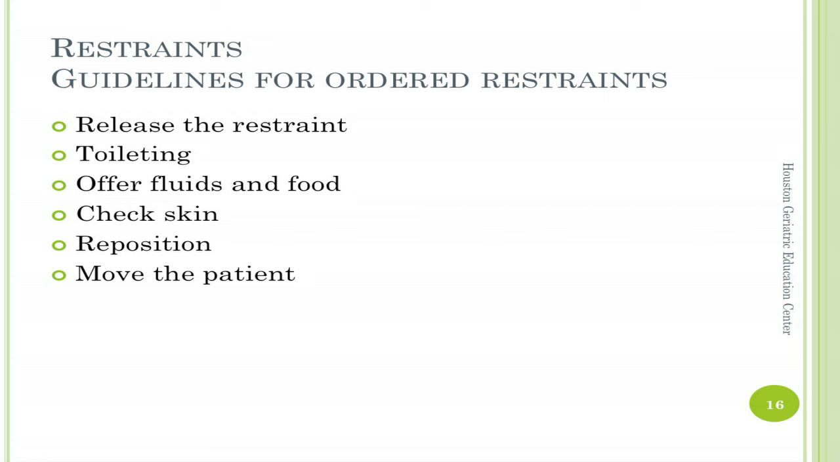Offer fluids and food. Check the skin for signs of irritation and report the following: either change in color or red, purple, bluish, or gray or pale skin, and any discolored areas. Check for swelling of the body part and report it if it's present. Reposition the person and ambulate the person if they are able to ambulate.